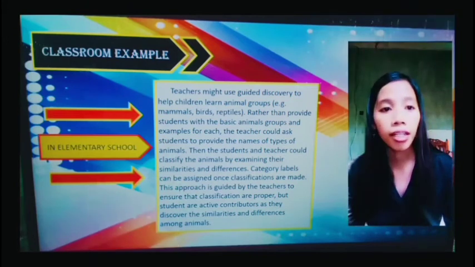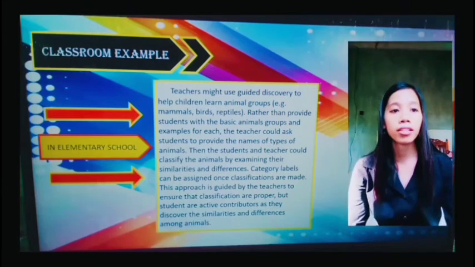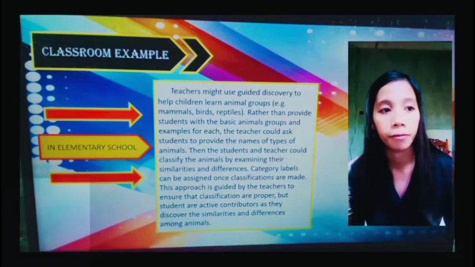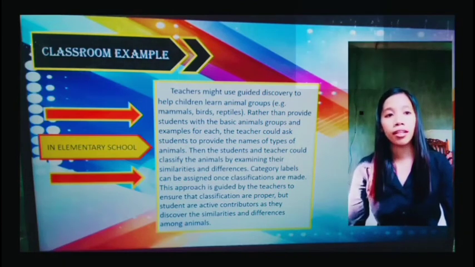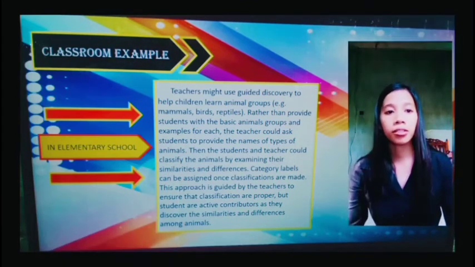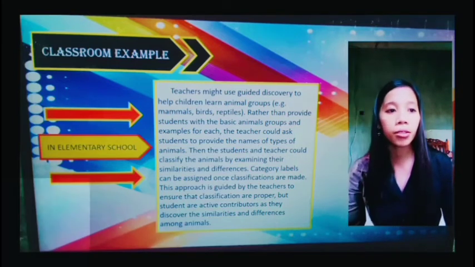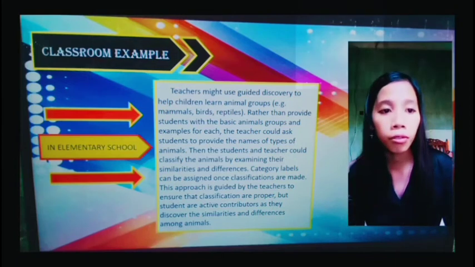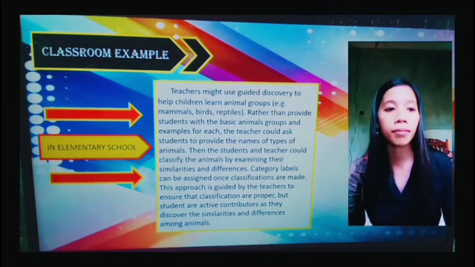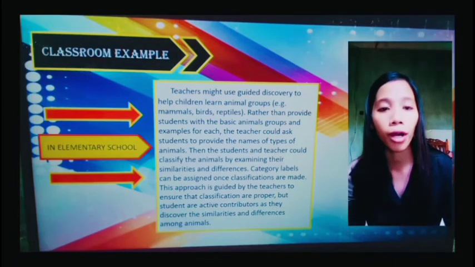differences. Category levels can be assigned once classifications are made. This approach is guided by the teacher to ensure the classifications are proper. But the students are active contributors as they discover the similarities and differences among animals.